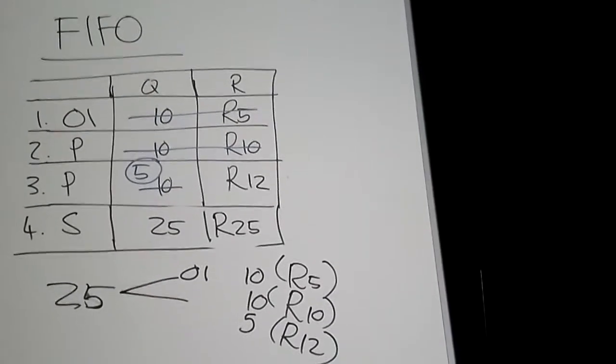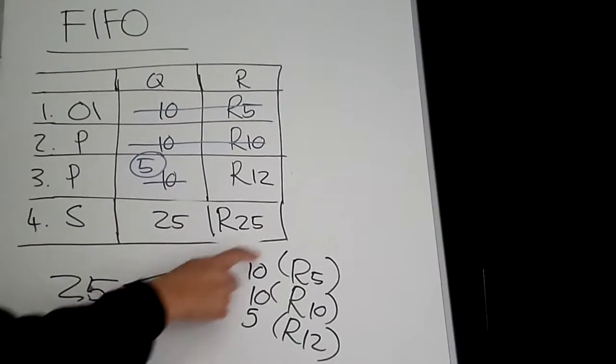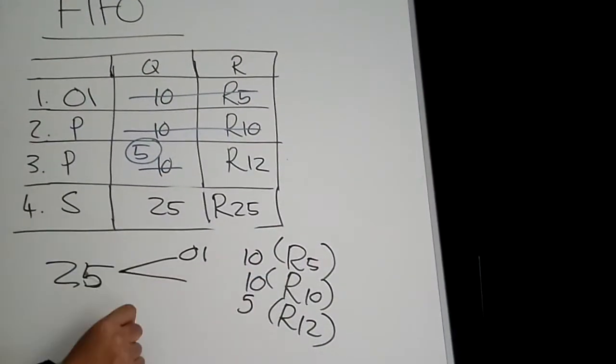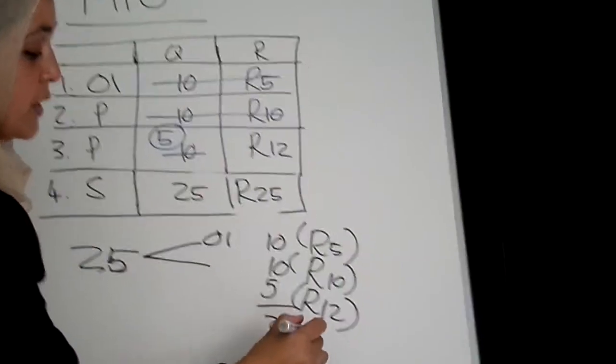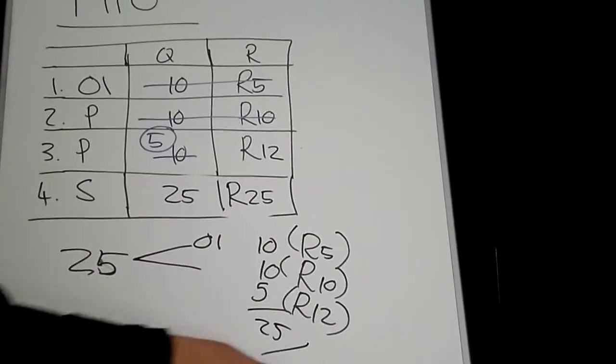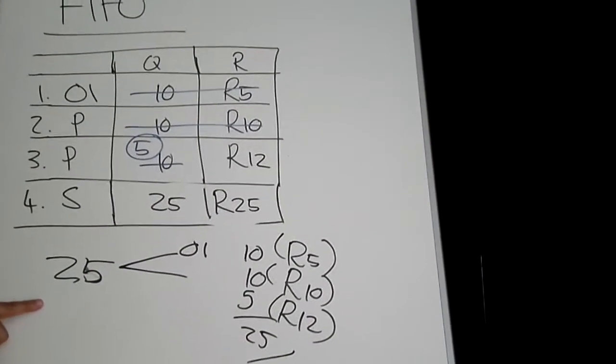So if I had to ask you what is the cost of sales of the 25 units which you sold, you would say 10 times 5 rand plus 10 times 10 rand plus 5 times 12 rand. That 25 units over there would give you the cost price of the 25 units which you've sold, and that would be your cost of sales.